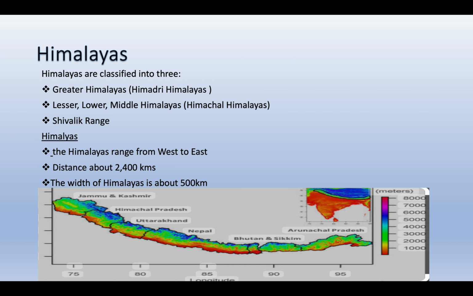First we'll see the width and height of the Himalayas. The Himalayas range from west to east. The distance along the Himalayas is 2,400 kilometers. The width of the Himalayas is about 500 kilometers.